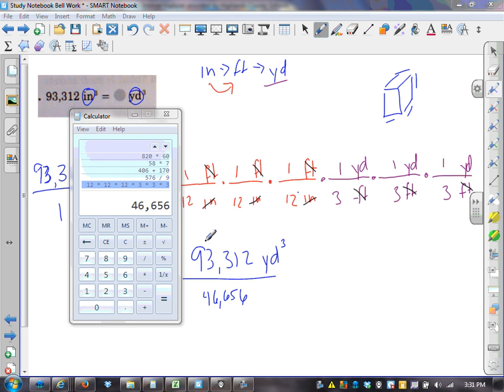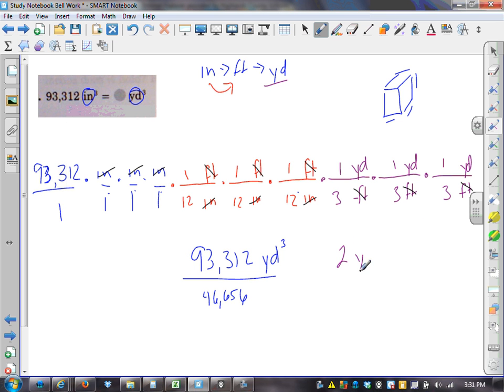Okay. Now, our answer is 93,312 yards cubed over 46,656. So we're going to have to actually do this division problem here. 93,312 divided by 46,656. And we get 2. Isn't it amazing? 2 cubic yards. All right. So all of that brings it down to this.